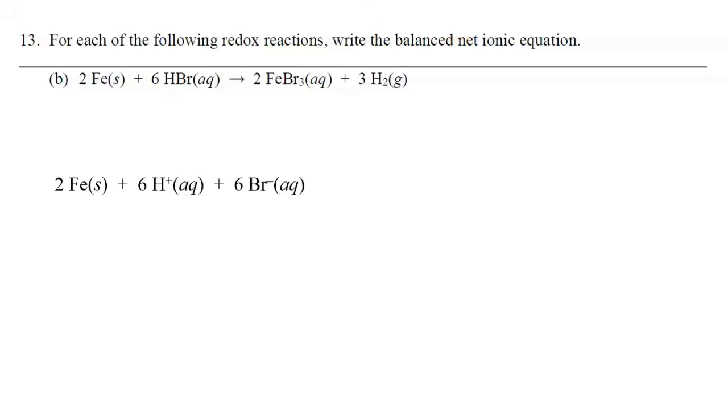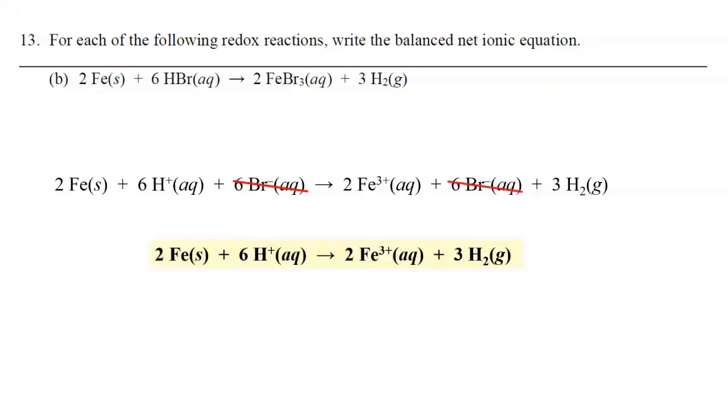On the other side of the equation, the iron bromide compound is an aqueous ionic compound, so we are going to split that up, and there's a 2 in front. So we have 2 Fe 3 plus ions and 6 Br minus ions. Hydrogen is a molecular compound. It's a gas. We're not going to change it or split it up. So I see the Br minus ions on opposite sides of the equation, so we can cross off those spectator ions. And then what remains is now the net ionic equation.